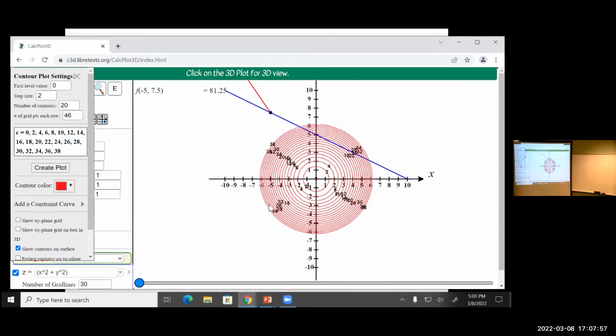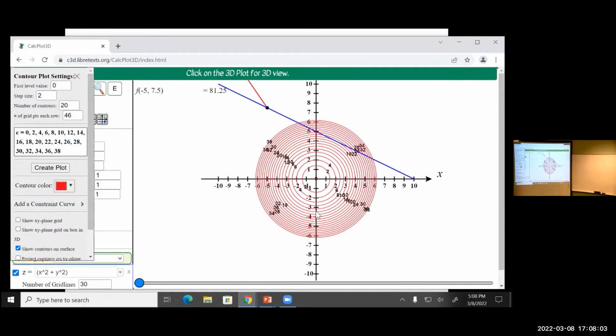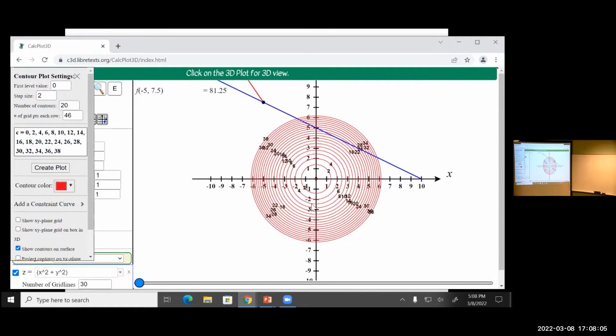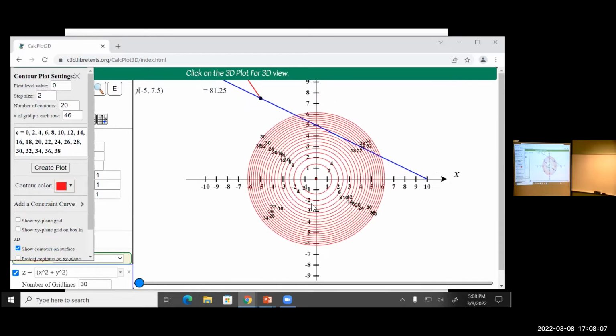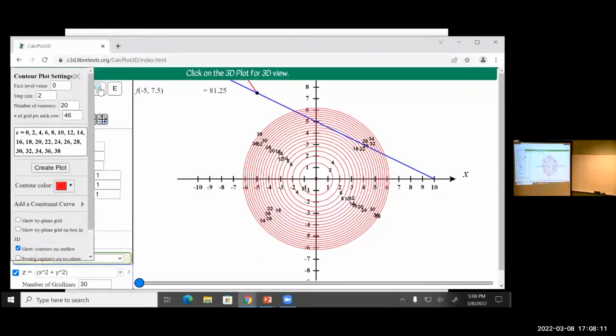So I'm going to zoom in a little bit here. This blue line is our constraint. These are our contours. Now think about what we want to do. We want to minimize the function with respect to our constraint. And so basically what that means is we are on the blue line. So we want to be on the spot on the blue line where the function or the paraboloid is a minimum.